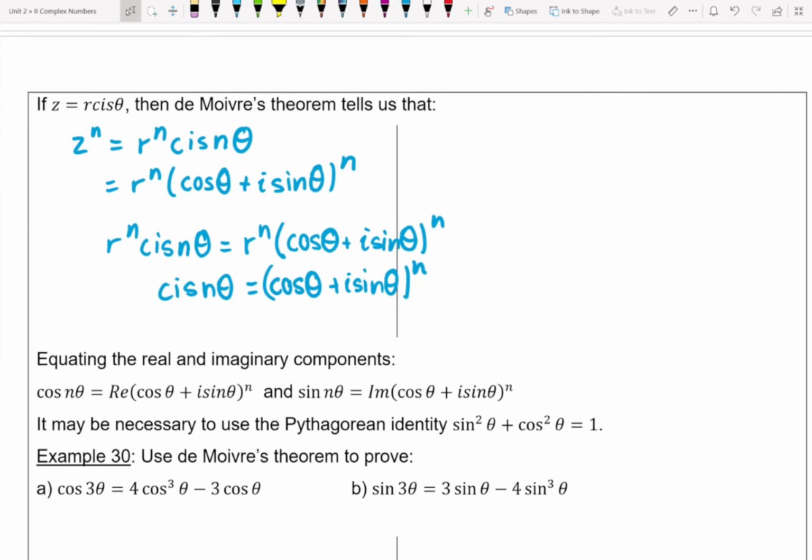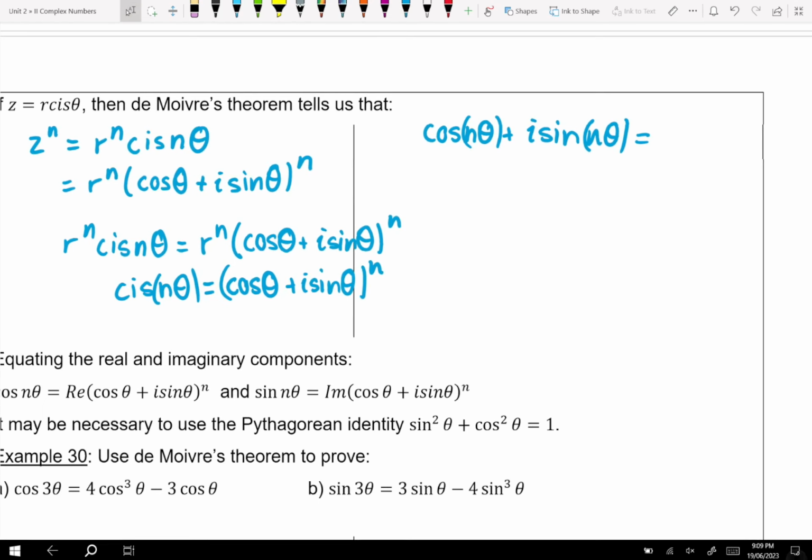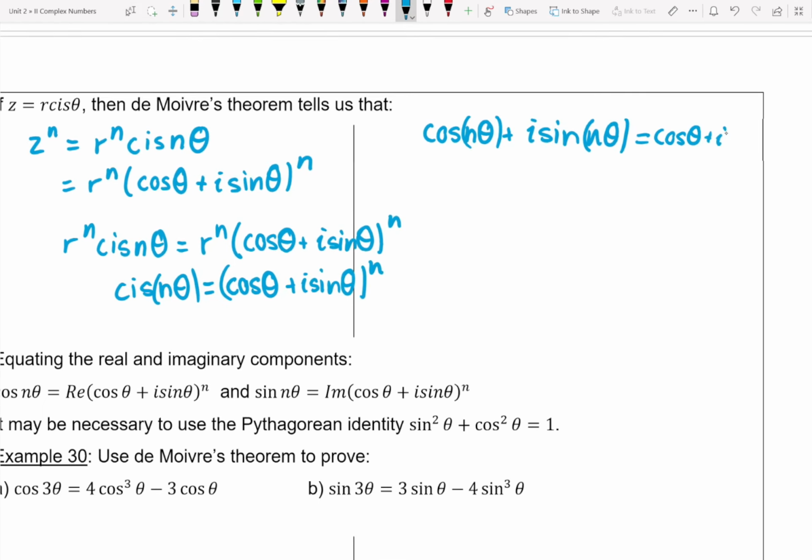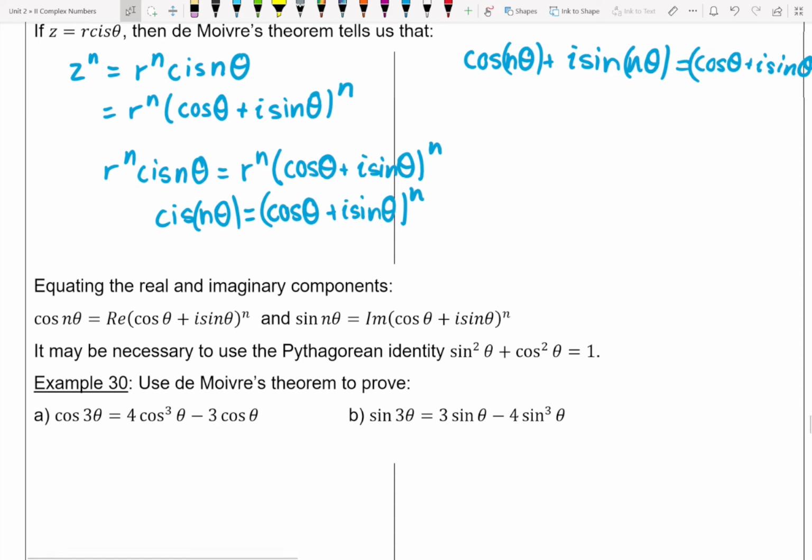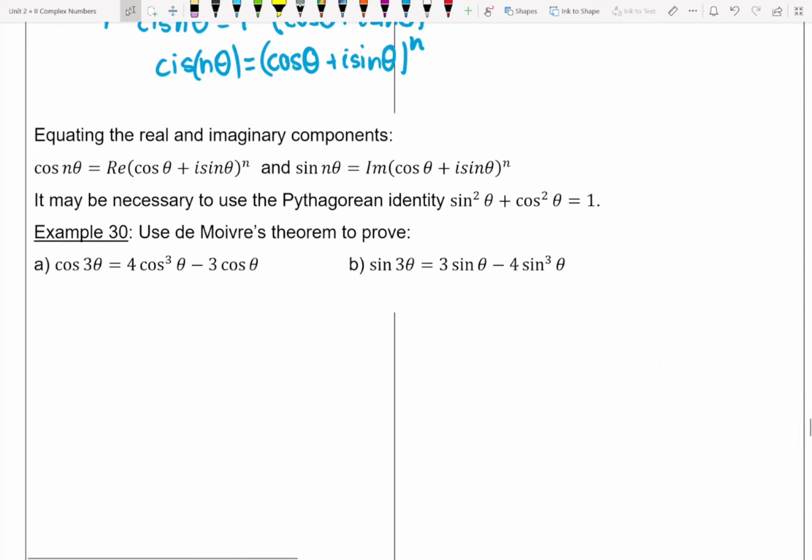So we've got cosine n theta equals the real components of the binomial expansion, and sine n theta gives us the imaginary components, because we've got cosine n theta plus i sine n theta. Let's get some brackets in there so that it's clearer. So it may be necessary to use the Pythagorean identity sine squared theta plus cosine squared theta equals 1. So let's use de Moivre's theorem to prove both of these.